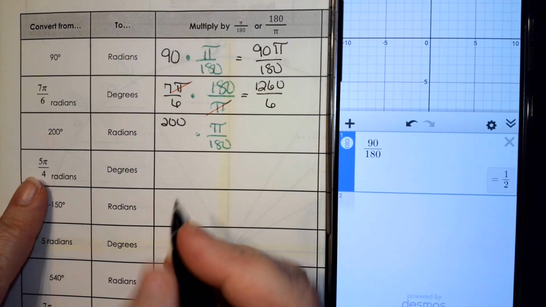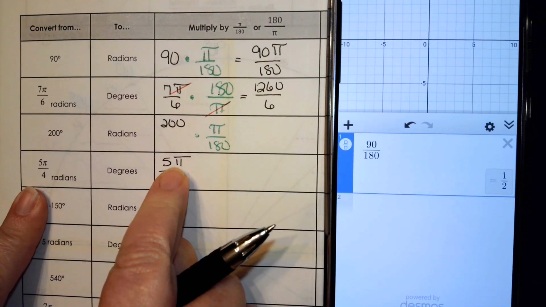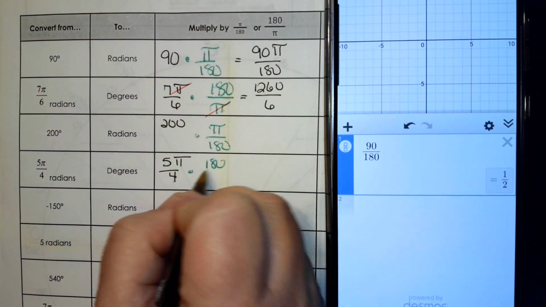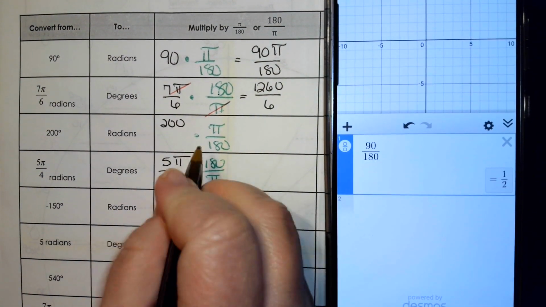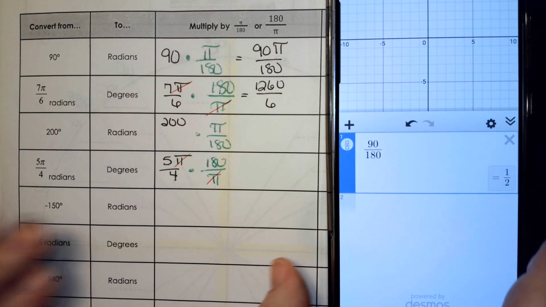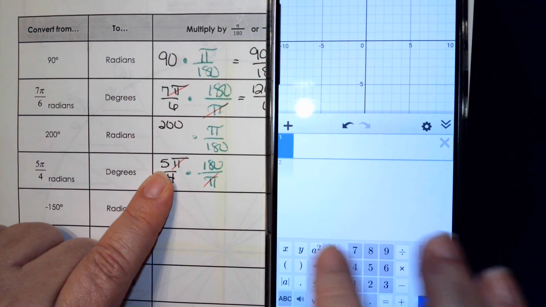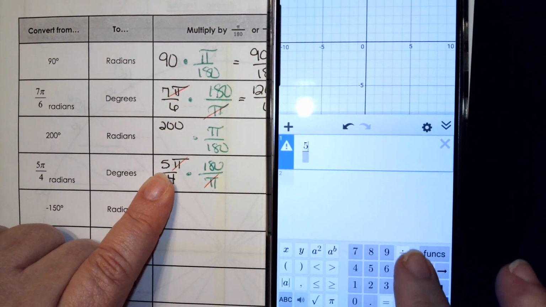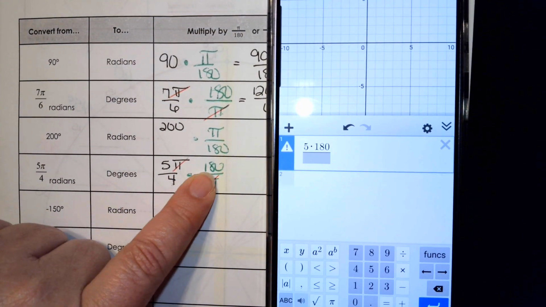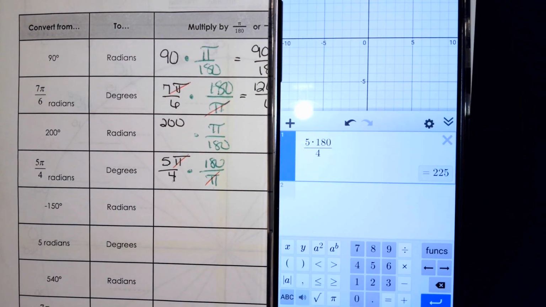Okay. All right, for our next one, we've got radians, 5 pi over 4, and I know it's a radian because it's got a pi in it. I want to convert it, so I'm going to multiply by 180 over pi, because remember, we want the pi's to cancel. So then, I'm just going to put this in Desmos. 5 times 180, because numerator times numerator, divided by denominator 4. And we get 225.